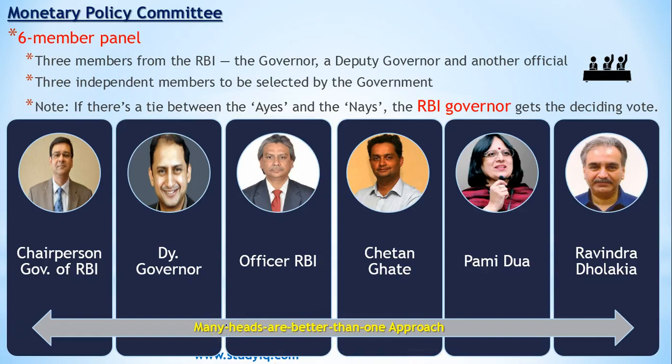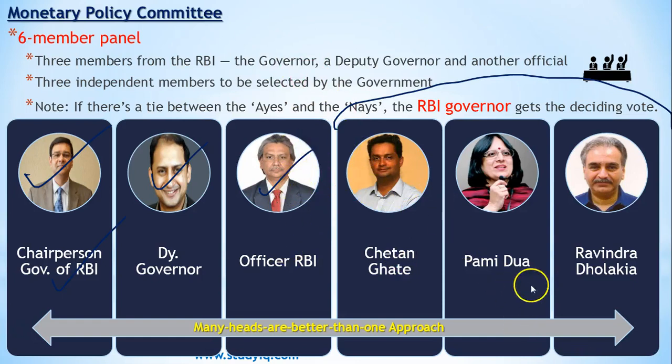And this is the composition. This is your monetary policy committee. You have 3 members from RBI. The chairperson of this monetary policy committee is the governor of RBI, Urjit Patel. Then you have deputy governor, and you have an officer of RBI in it as well. And then you have 3 members that are appointed by the government of India. And so in total you have 6 members, and let me tell you how it works, right?